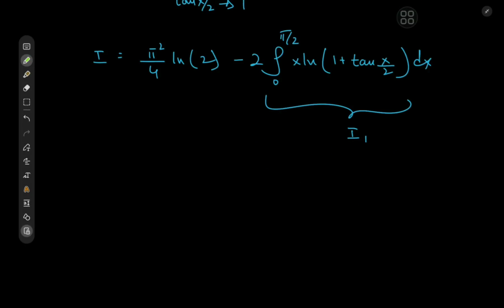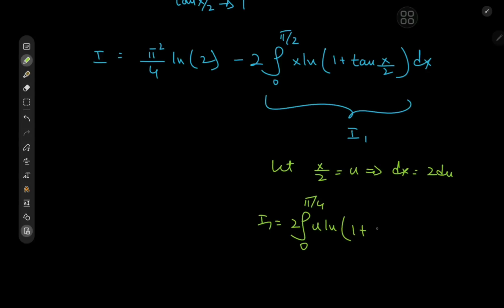Actually, you know what? Before we get to I sub 1, let's make the obvious transformation here. That is letting x by 2 equal to u, which implies that dx equals 2 times du. So that makes it the integral from 0 to pi by 4 of 2u, so we have 2 out here, u log 1 plus tangent of u, and we have 2 times du as well. So that means we have a factor of 4 outside.